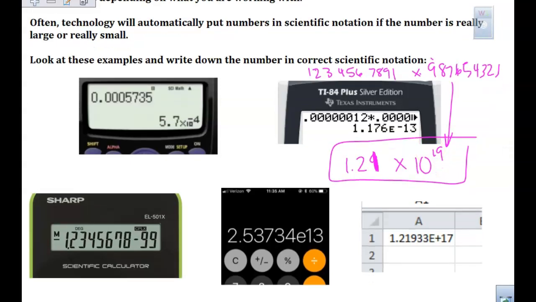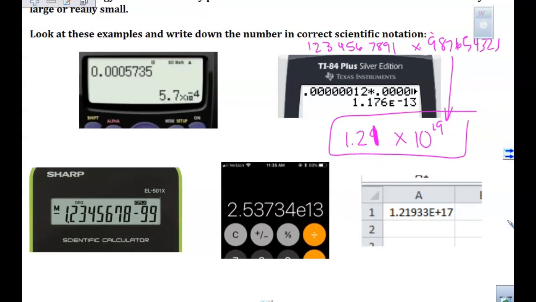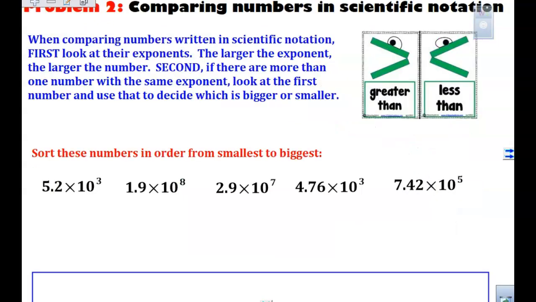Okay? So the key thing is, here's a way in the spreadsheet it might look. Here's another way it could look, and it says just E13. This one gives me the 1.2, and it says -99. That's trying to tell you that it is like 0 and 98 zeros. It's a super small number, right? It's really, really close to 0, but it's not quite there. So you just have to be careful that you're understanding those.